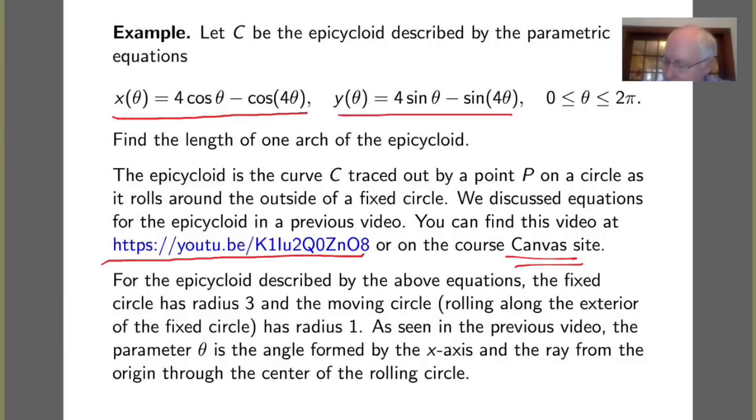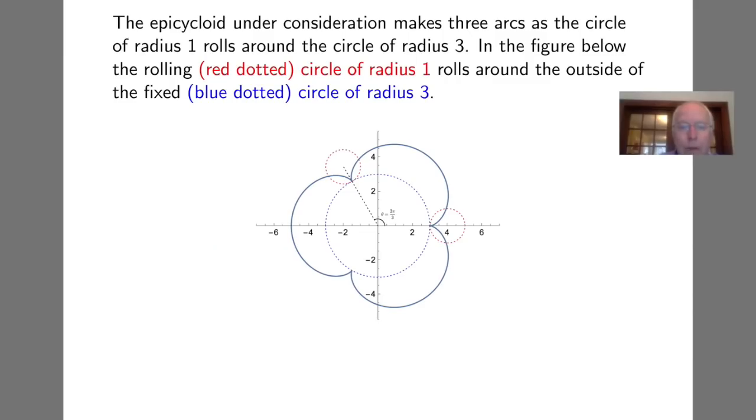Now the epicycloid described by the equations up here is for a fixed circle of radius 3, and the rolling circle, which rolls again around the exterior of the fixed circle, has radius 1. And as we saw in the previous video, the parameter theta that is convenient is to take theta to be the angle formed by the x-axis and the ray from the origin through the center of the rolling circle. So we can see that illustrated over here.